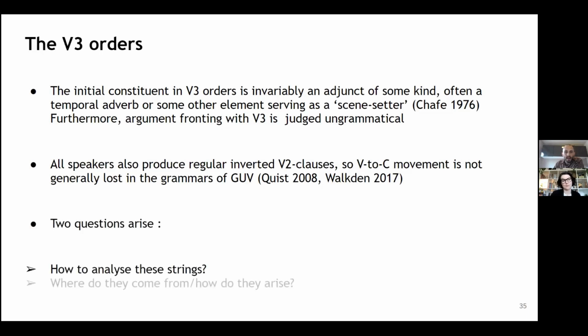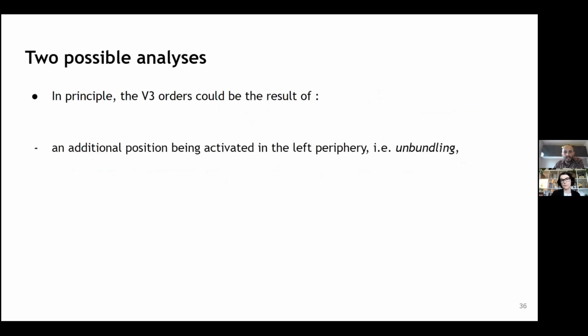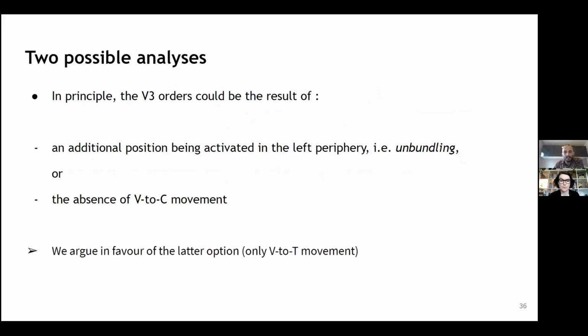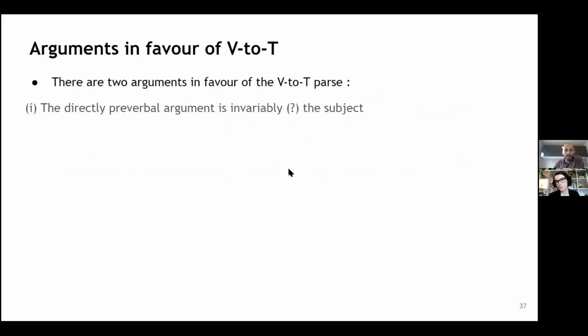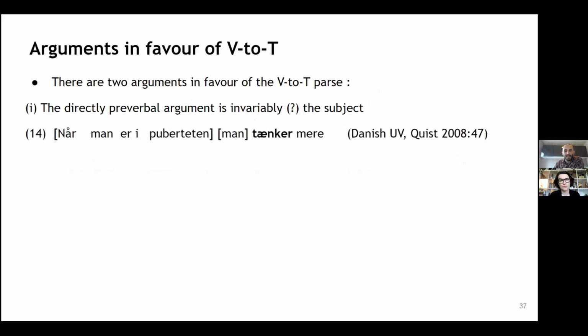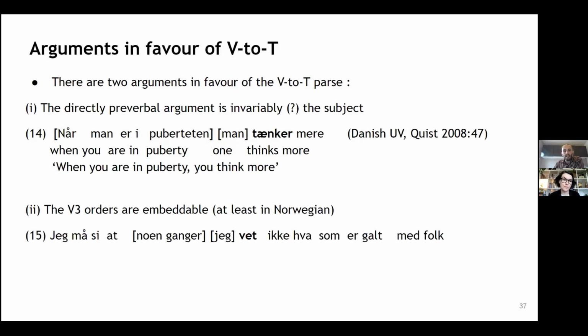So two questions arise: how to analyze these strings and where do they come from? Of course, a possible analysis could be that there is an additional position activated in the left periphery, in other words, unbundling, or simply that the verb does not move. And we assume that it's the latter. So we opt in favor of only V-to-T movement. The arguments are mostly based on the fact that the directly preverbal argument is, I said invariably, with a question mark because it's not entirely true, but generally the subject, and I believe that the exceptions are generally extensions of the general V2 grammar. We can get back to that point. And then secondly, these V3 orders are embeddable, at least in Norwegian.